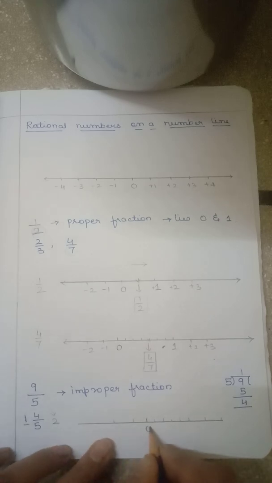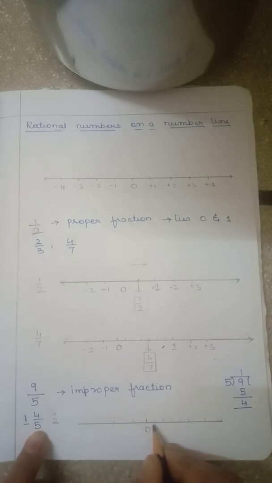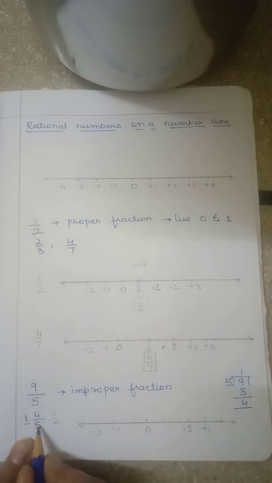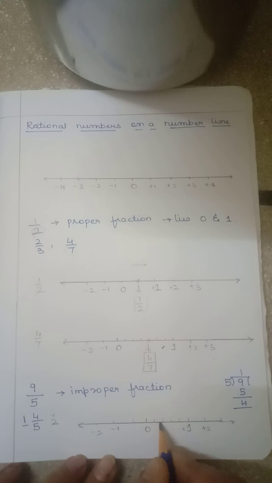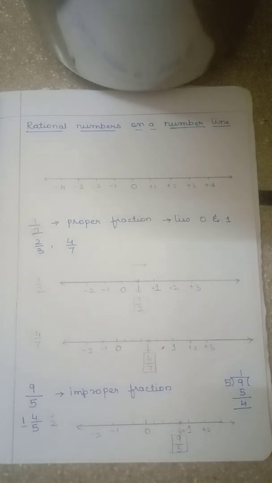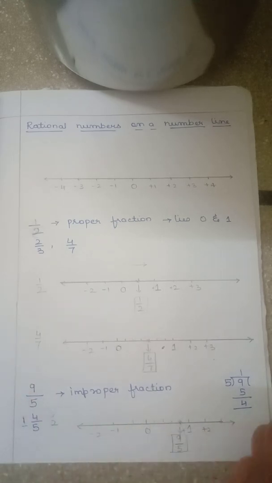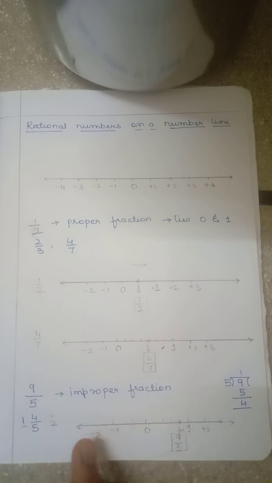This is 0. I have made 5 parts because 4 by 5 has 5 parts. This is 1. This is plus 2, plus 1, and so on. This is minus 1, minus 2, and so on. Now out of 5 parts, 4 parts you have to take, children. 1, 2, 3, 4. So here lies the rational number 9 by 5. You have to write 9 by 5. In the same way, if you have a negative sign here, if you have minus 9 by 5, then you have to go towards minus 1, 0, and okay, wait children, one second.